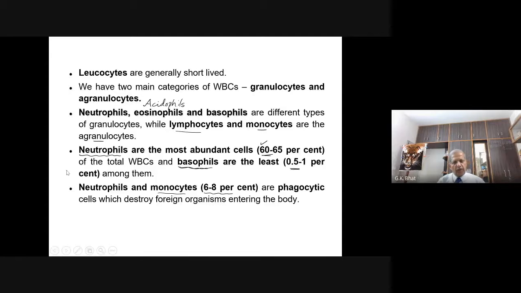And what is the function of neutrophil? Neutrophils and monocytes are phagocytic in nature. They are the phagocytic cells which destroy foreign organisms entering the body. Which one? Neutrophils and monocytes. These are always phagocytic cells. Always engulf or destroy whatever enters into our body.